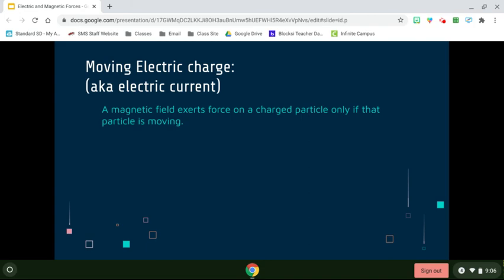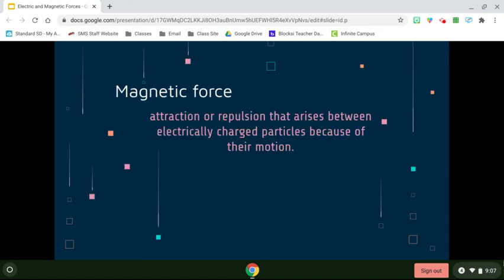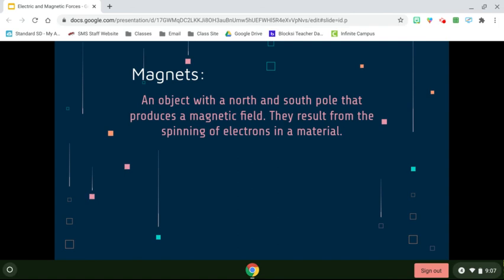Now, for a moving electric charge or an electric current, a magnetic field exerts force on a charged particle only if that particle is moving. Another fun fact: electric currents can produce a magnetic field, meaning that an electric current can produce both an electric field and a magnetic field. The magnetic force is an attraction or repulsion that arises between electrically charged particles because of their motion.